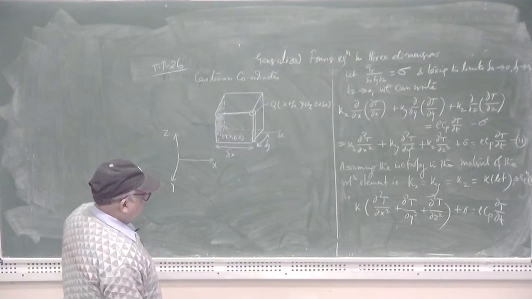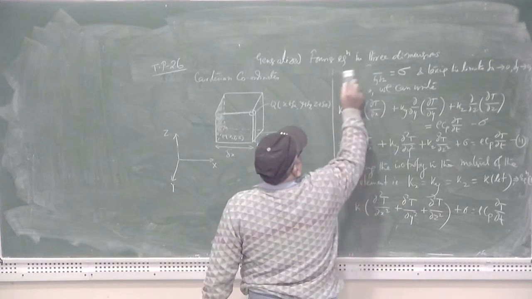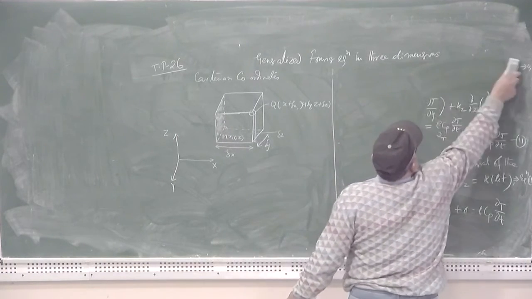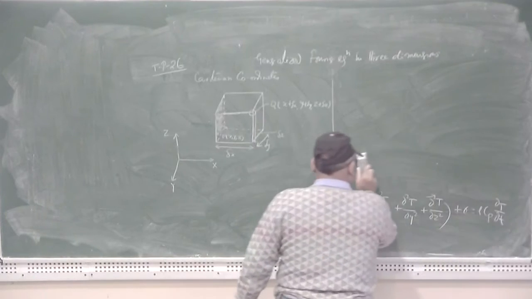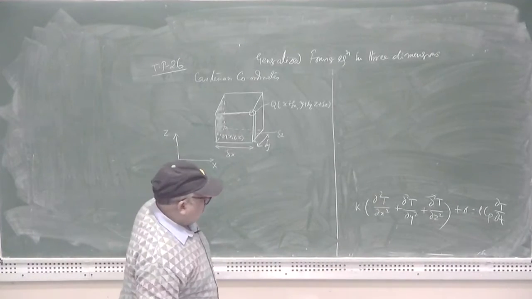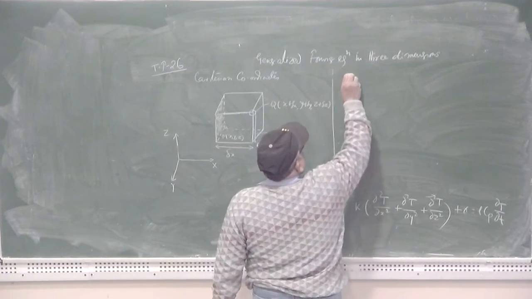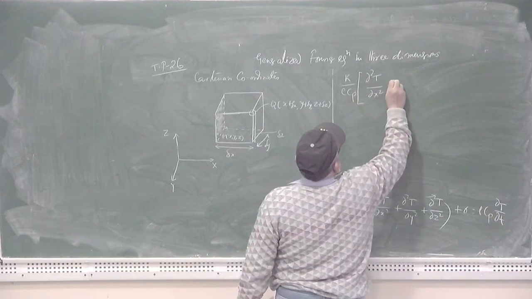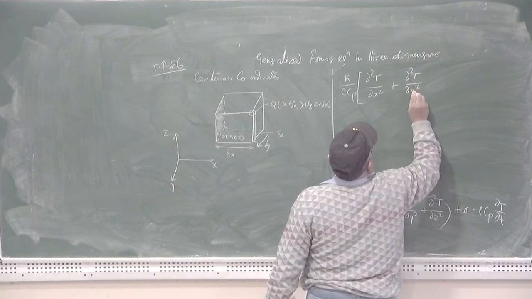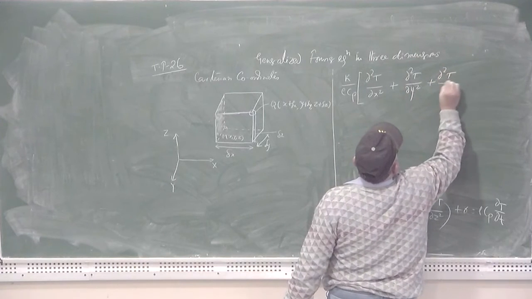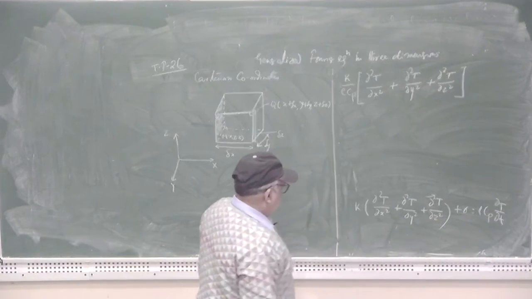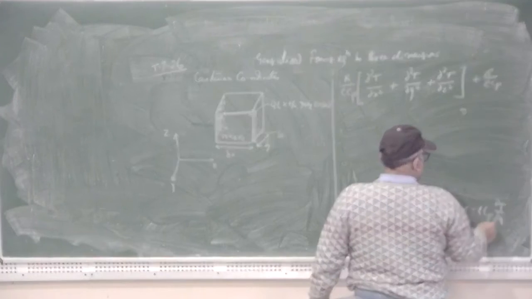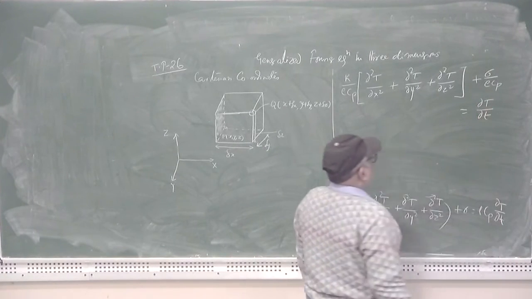Or we can write, starting from the last, k upon rho Cp, plus sigma by rho Cp, that should be equal to del T by del t.